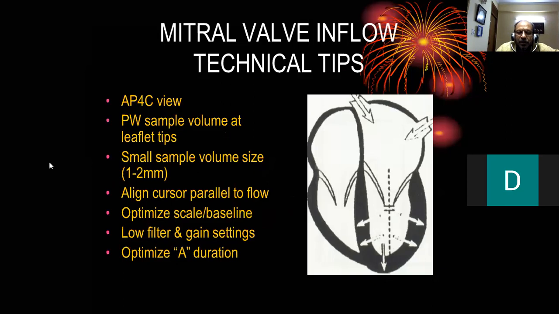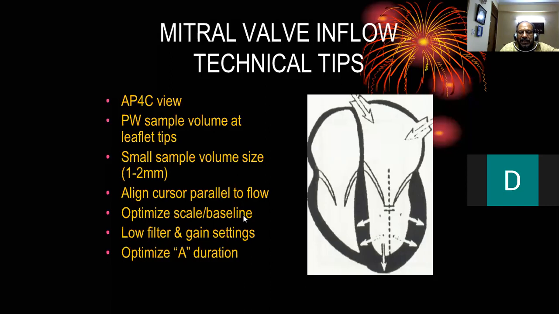This image should be upside down. Sample volume size should be 1 to 2 millimeter. This is sample volume size 1 to 2 millimeter. Align cursor parallel to the flow. If the blood is going in this direction, my cursor should be in this direction. If it's going straight, it should be straight. If going in this direction, it should be in this direction.